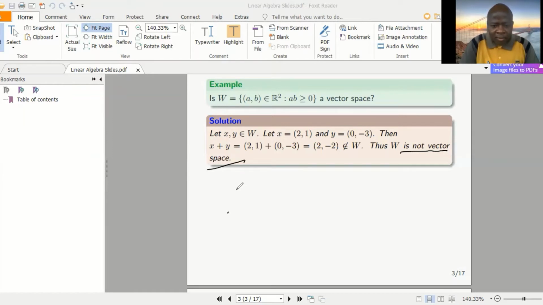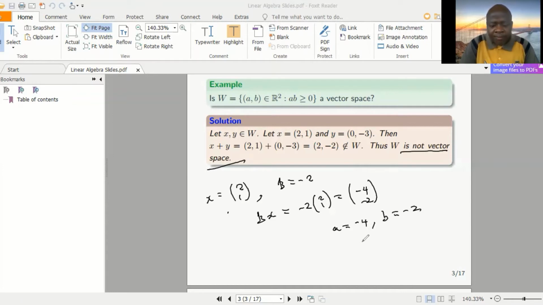So I have this 2, 1, and I may want now to choose a negative scalar. Let me choose a scalar which is -2. And let me get the product of beta x and see whether it will be contained in W. So that means -2 multiplied by 2, 1. And this is -4, -2. So my A is -4 and my B is -2.